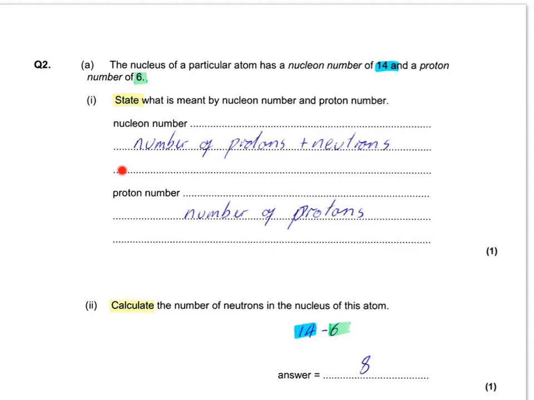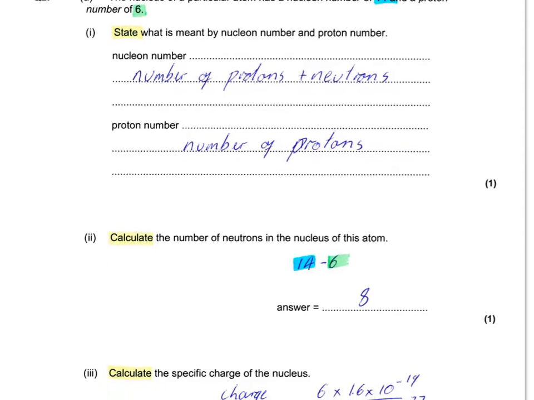So nucleon number is simply the number of protons plus the number of neutrons. I don't think you should use the word nucleon in that answer, so: the total number of protons and neutrons. What's the proton number? That is simply the number of protons. There's no avoiding using the word protons in that answer. 1 mark for getting those two things.